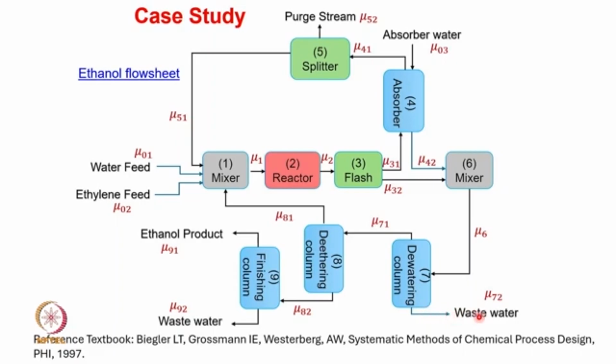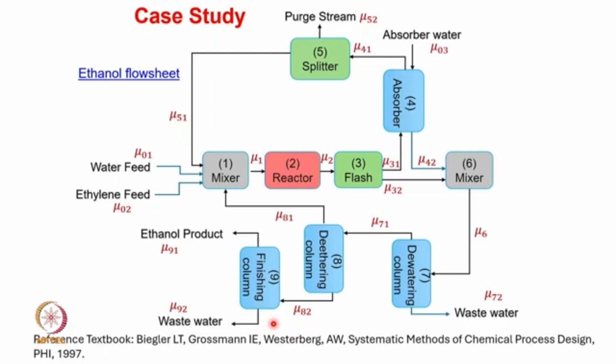Here primarily we remove the water, and the ethanol rich stream comes out as a distillate. This ethanol rich stream from the top is then charged to the de-ethering column, where diethyl ether is removed, and this diethyl ether is recycled back to the mixer, whereas the bottom product, which is primarily ethanol rich, is charged to the last column, where the ethanol water azeotropic mixture is separated as mu 91, and the waste water is separated as mu 92. So this is the entire flow sheet.